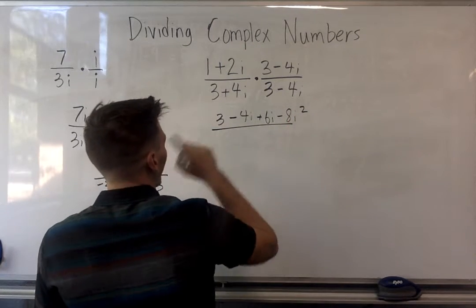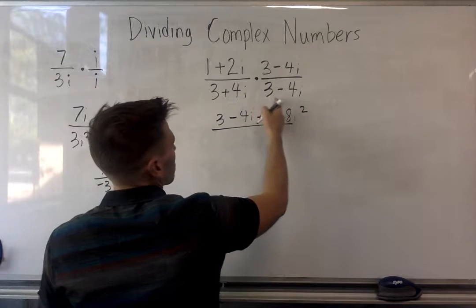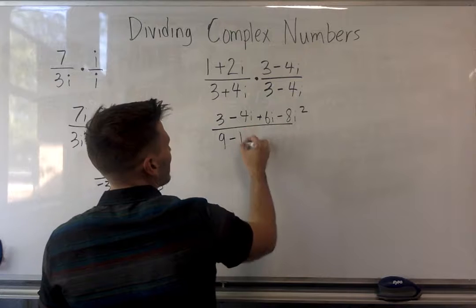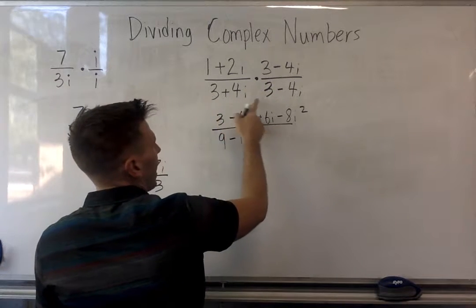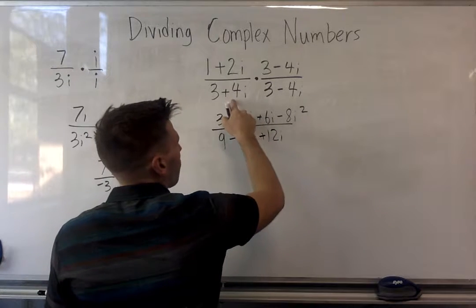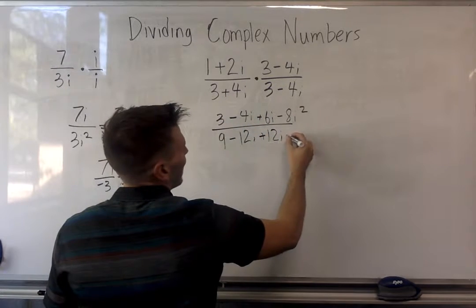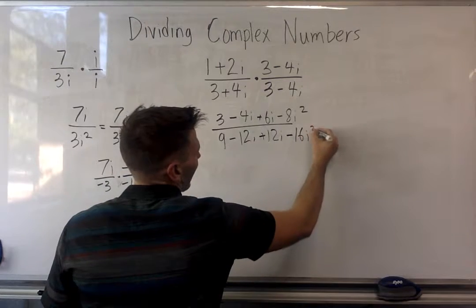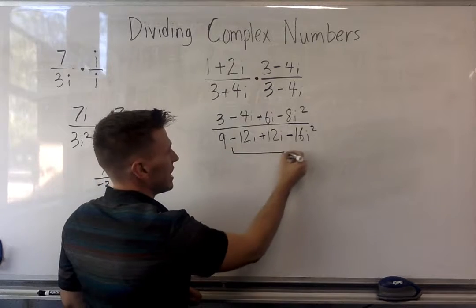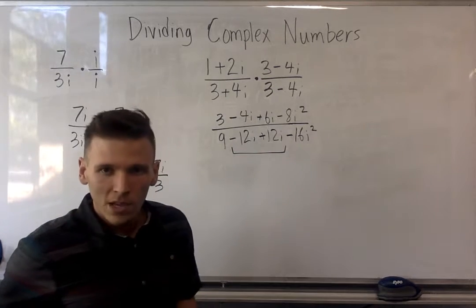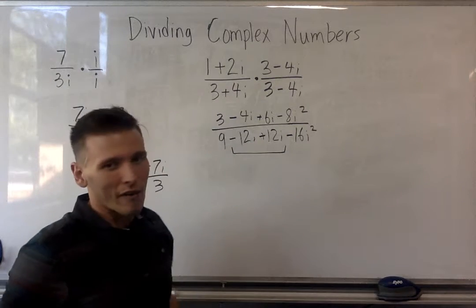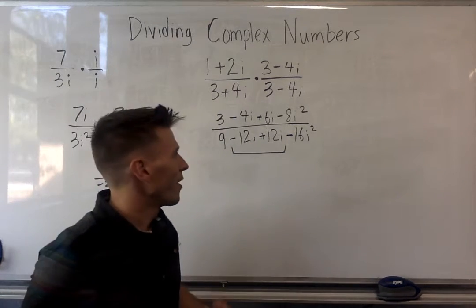And then in the denominator, 3 plus 4i times 3 minus 4i. 3 times 3 is 9. 3 times negative 4i is negative 12i. 4i times 3 is positive 12i. And 4i times negative 4i is negative 16i squared. Now, this is where it became very cool, because look at this. These two i terms are exact opposites of one another, which means the positive 12i and the negative 12i are going to mutually annihilate one another.